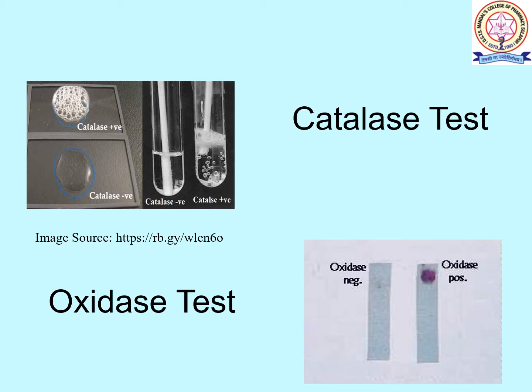Now the second test is the oxidase test. The oxidase test is used to identify bacteria that produce cytochrome C oxidase, which is an enzyme of the bacterial electron transport chain. All the bacteria that are oxidase positive are aerobic, and they can use oxygen as a terminal electron acceptor in the respiration.